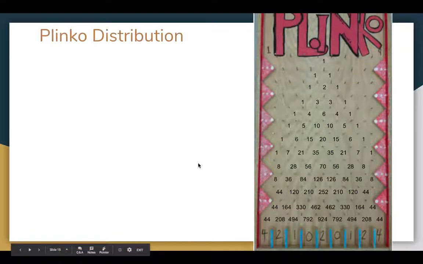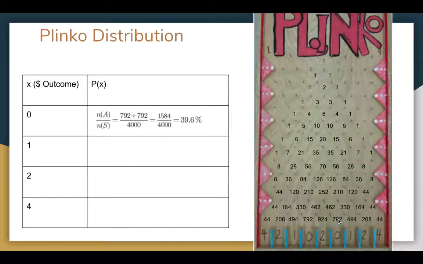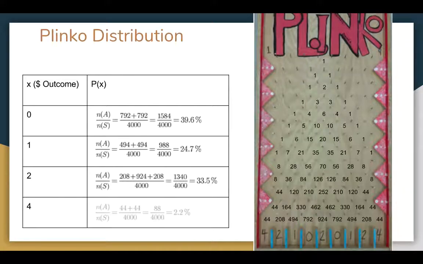And so we can actually create a table of values for each slot. We just take the total number of ways to get there. So 0 would be 792 plus 792 divided by the 4,000 total. So 39.6% of the pathways that get to the bottom all do get to the 0. And then 24.7%, 33.5%, and you can see that these add up to 100 again.